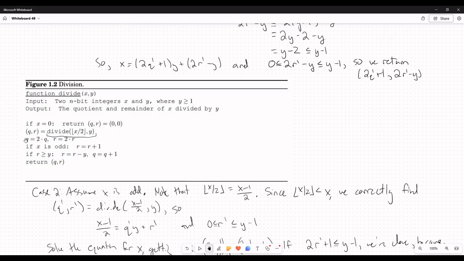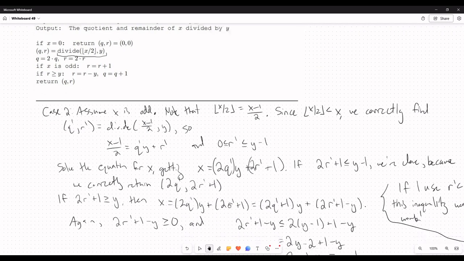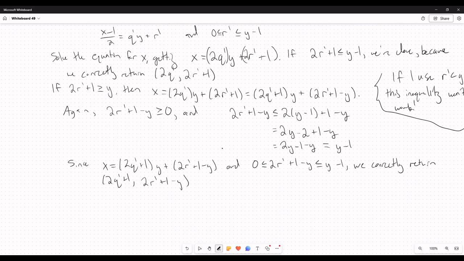Okay, double it, we get q equals 2q prime, r equals 2r prime, and then we add 1, so we get 2q prime, 2r prime plus 1. Then, since 2r prime plus 1 is too big, we subtract y, so we get 2r prime plus 1 minus y, and then 2q prime plus 1, and that's exactly what we have here. Okay.